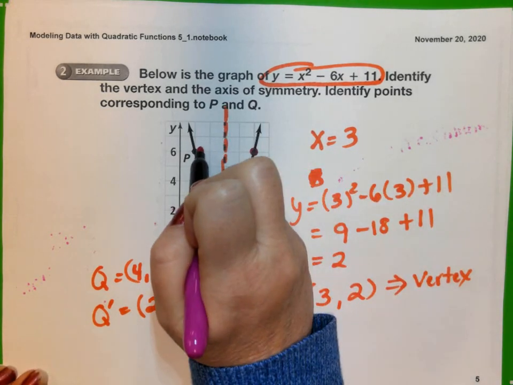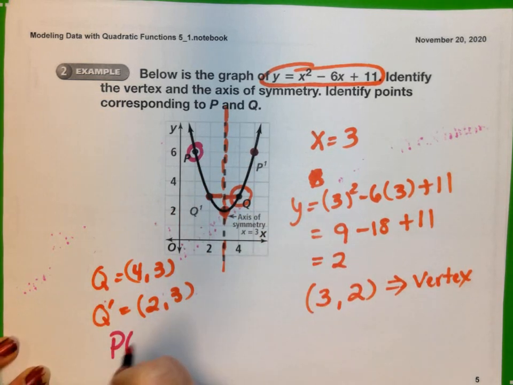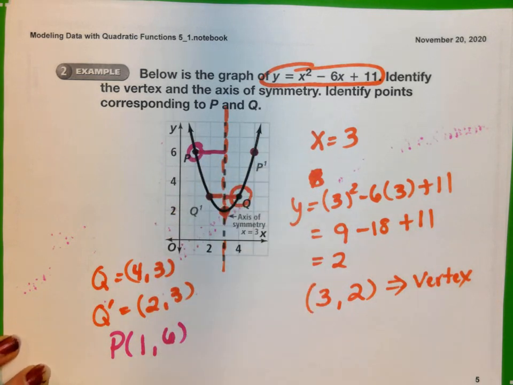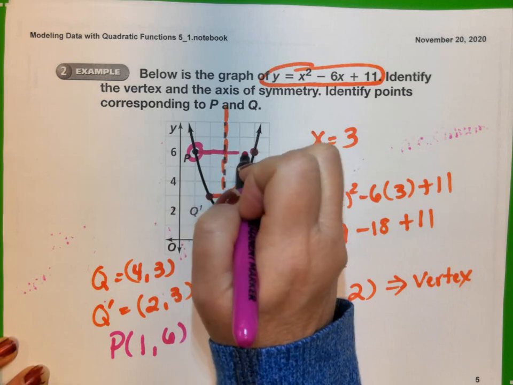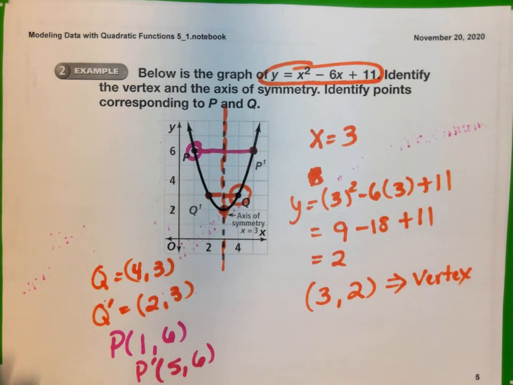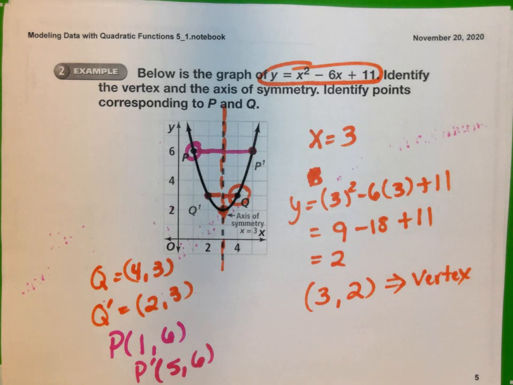All right, let's look at point P. Point P is up here, at the point (1, 6), and P is 2 boxes away from the axis of symmetry. So if I go 2 boxes to the other side of the axis of symmetry, I'm now at (5, 6). Notice the y values stayed the same. The x values are the ones that changed.